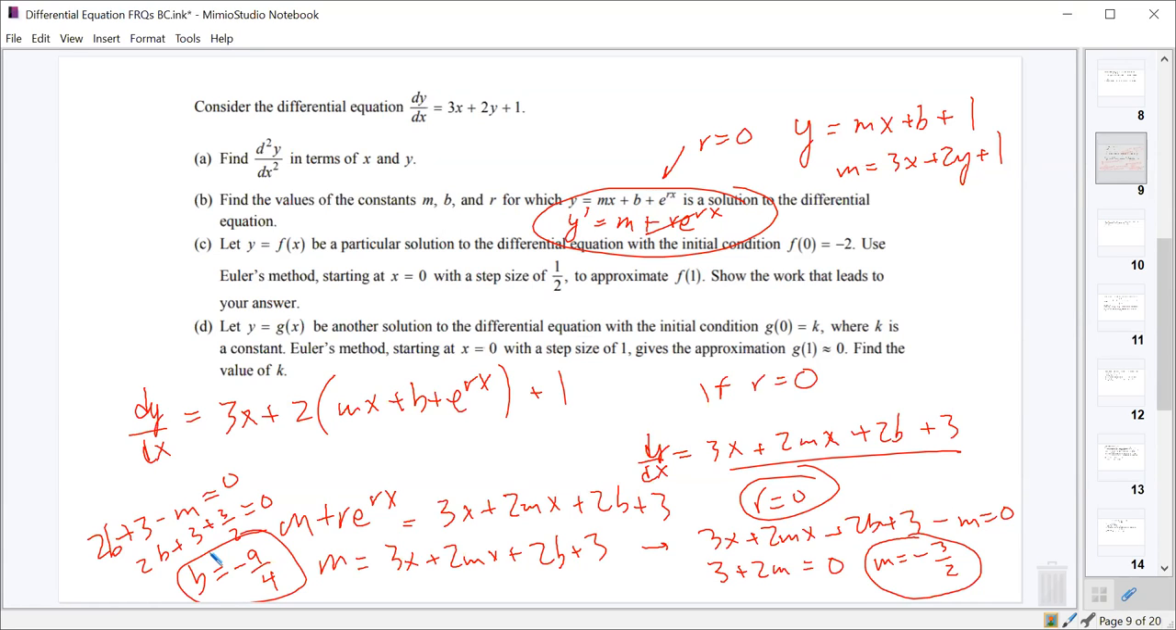Everybody good there? Does that make sense, Ryan? Correct, yeah. 3 plus 2m is the number of x's on the left, and 0 is the number of x's on the right. Correct. And then you'd really want to go through and do this for when r does not equal 0 as well.